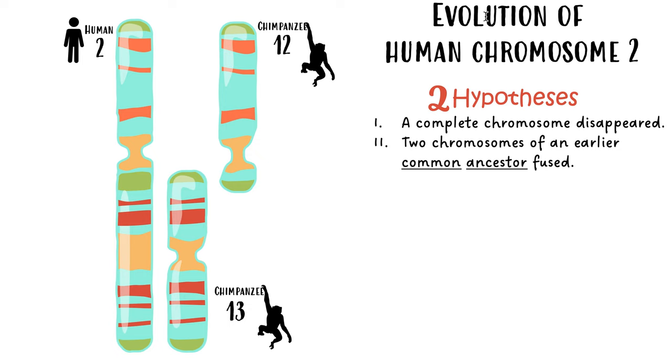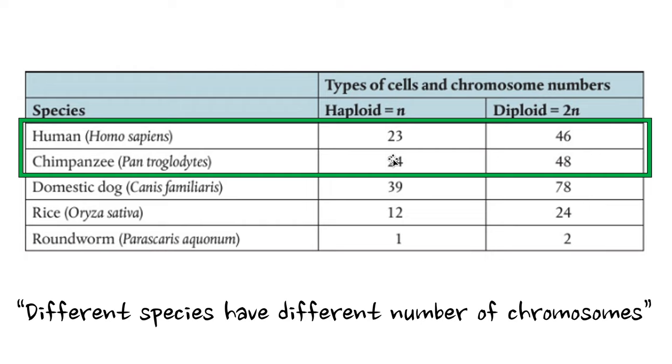They believe that chromosome 2 from the human was formed by the fusion of chromosome 12 and 13 of a chimpanzee. Because look, a chimpanzee has 24 haploid chromosomes. So if two of the chromosomes fuse, that makes 23, which is the human amount. So that's one theory of how chimpanzees evolved into humans. Two of their chromosomes fused together, so they technically lost a chromosome because two became one. That's one theory of how they believe humans formed.